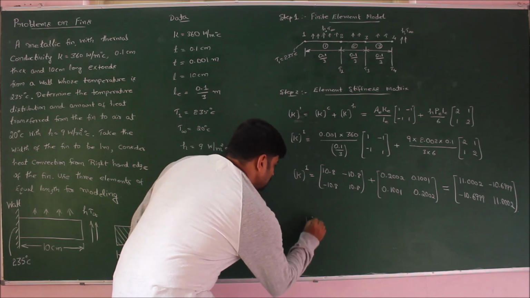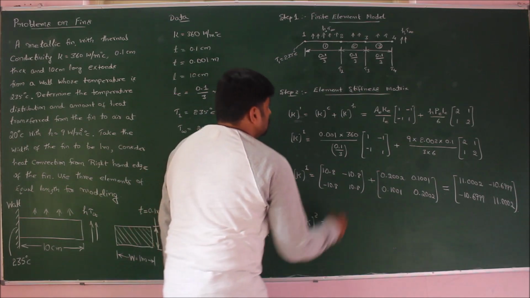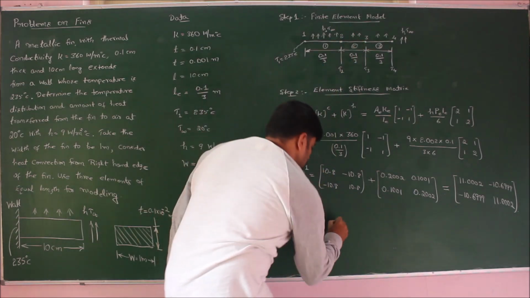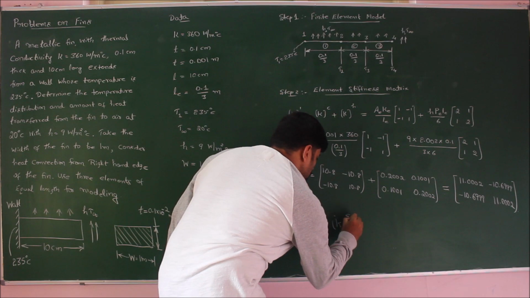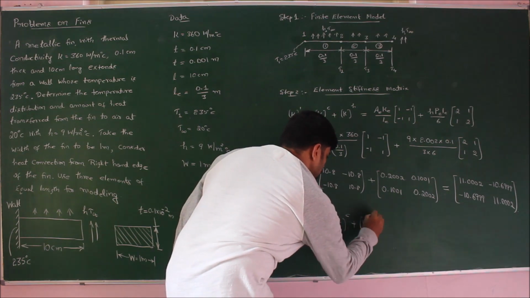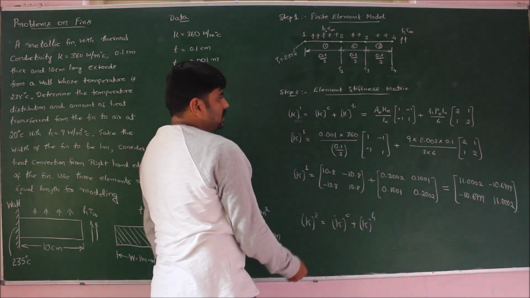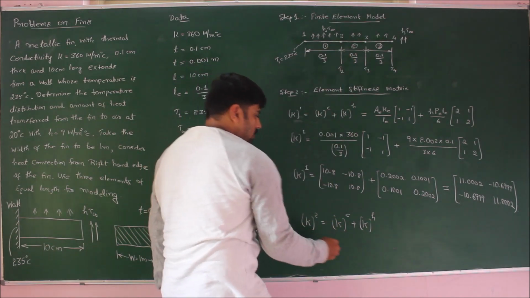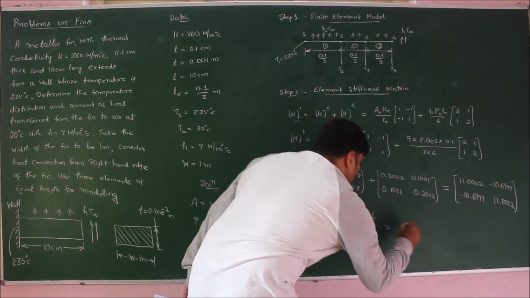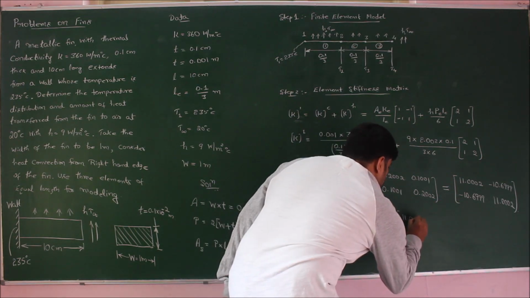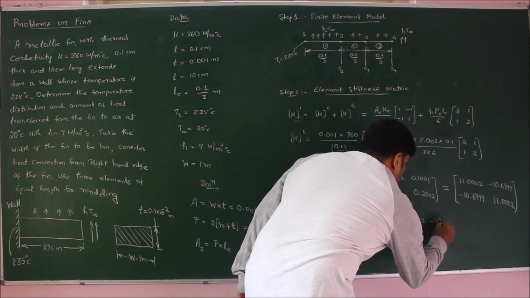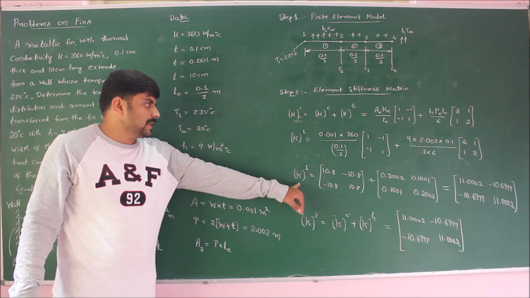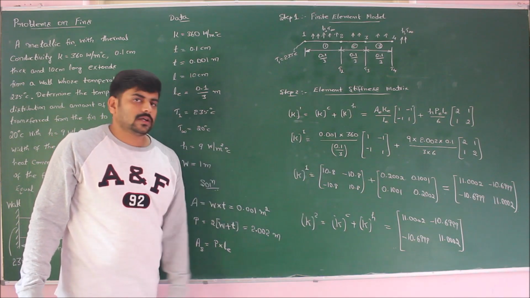Coming to the element stiffness matrix of element 2, for element 2 also we have conduction plus surface convection, that is stiffness matrix due to conduction plus stiffness matrix due to surface convection. If you observe, all the values remain the same for element 2 also, so therefore the element stiffness matrix for element 2 is also equal to 11.0002 minus 10.6999. This completes the element stiffness matrix of element 1 and element 2.